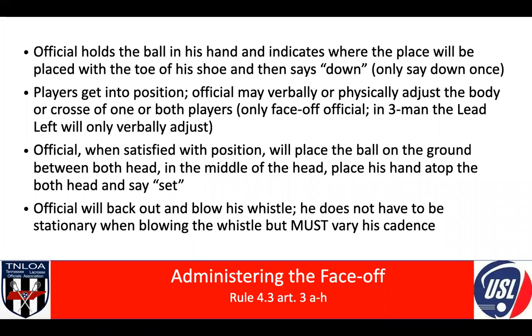We're not going to go over the administrating of the face-off because the face-off mechanic has changed this year. But this is what would normally be done in a normal year. I don't think there's anyone in our training today who is a brand new official, but normally we would hold the ball in our hand and indicate where we want the players to go down with our toe. Once the players are right up in position, we'll say down. Once they're down in position, we'll place the ball down after we've fixed all their sticks and made sure they're legal. After placing the ball down between their sticks, we put our hand on top of their sticks, say set, and then we back out and blow the whistle.